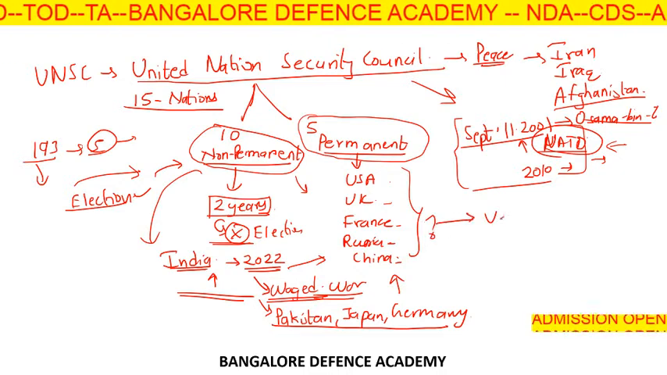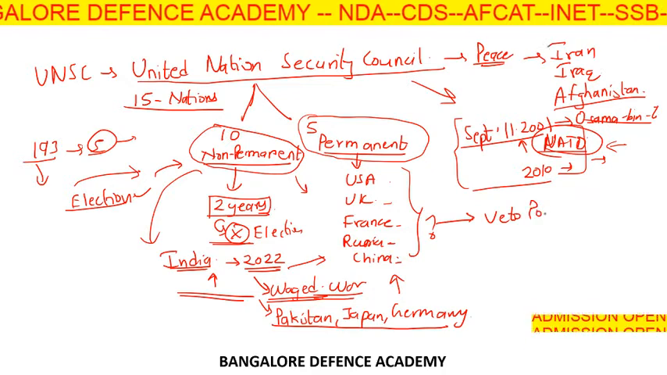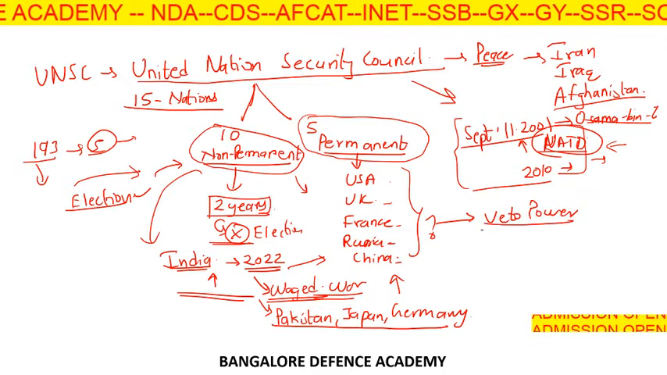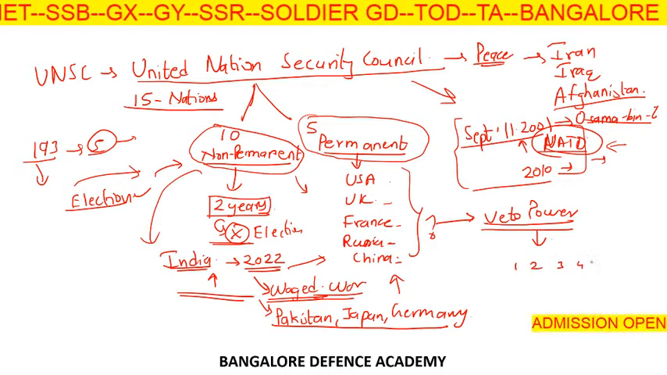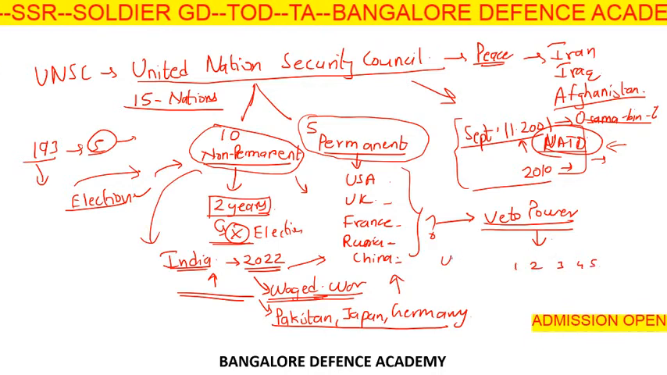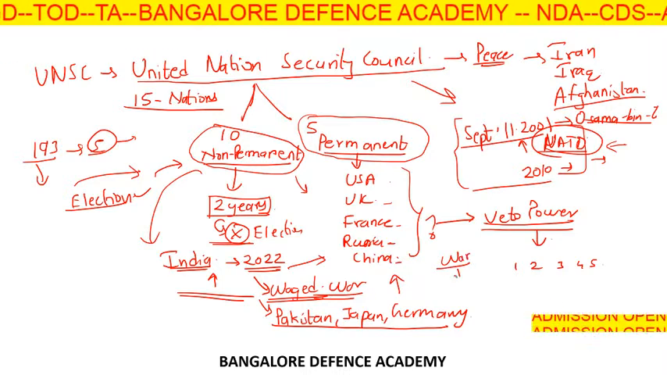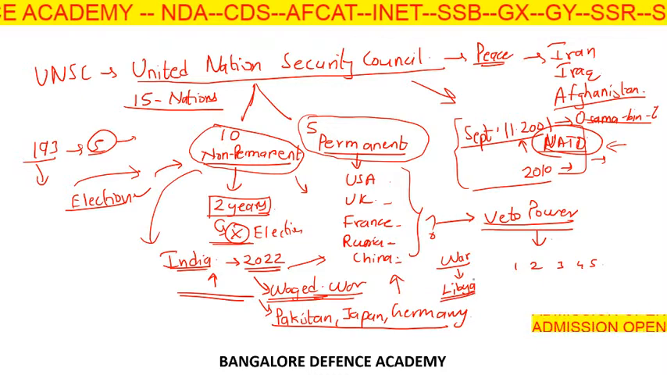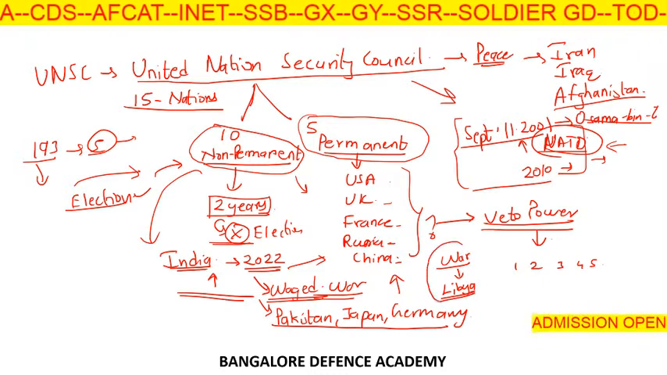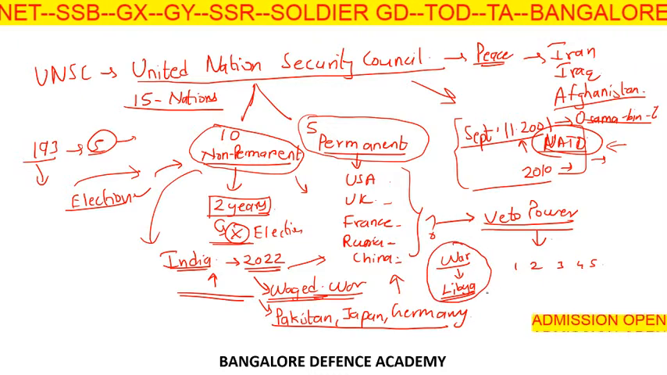Because these people have a power that is called veto power. Suppose there are 5 members here, and suppose I want to take an action, that is, I want to declare war on a country, that is Libya. I am giving an example: there is a problem in Libya, so I want to declare war on Libya.